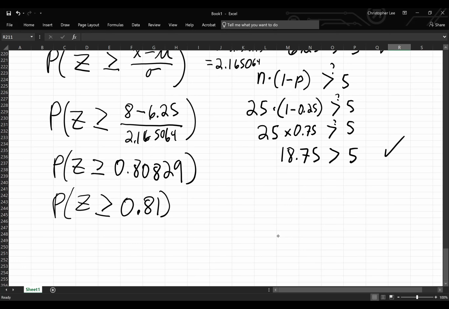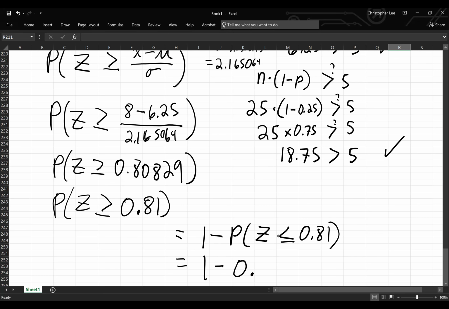All right. Now, remember, I can't look this up in the table because it's greater than, and my table only gives me less than, right? So I have to do the complement of it to look it up. So this is going to become 1 minus the probability of z less than or equal to 0.81. This you could look up, right? So this is going to be 1 minus 0 point something. Y'all tell me, what is the answer?